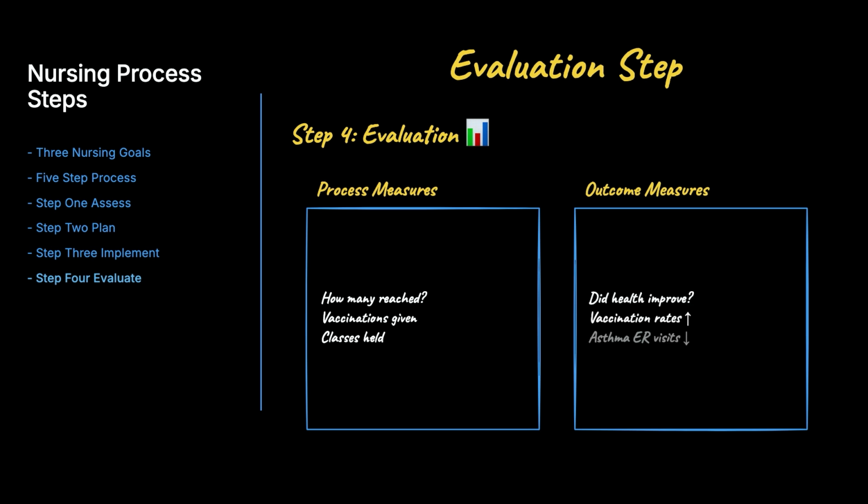She looks at process measures like how many people were reached and outcome measures like whether the health indicator actually moved. Did vaccination rates rise? Did asthma emergency visits fall? This is why baseline data matters. Without a starting point, you cannot prove improvement.